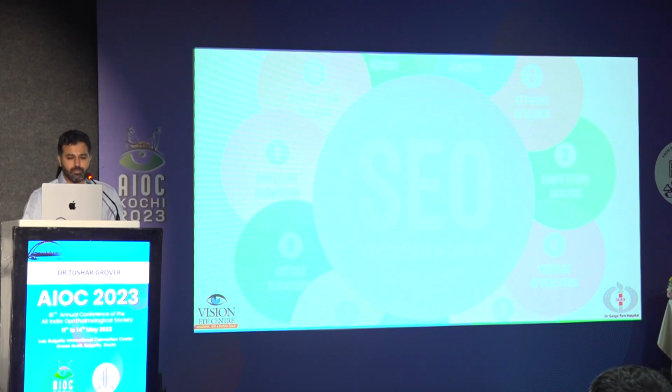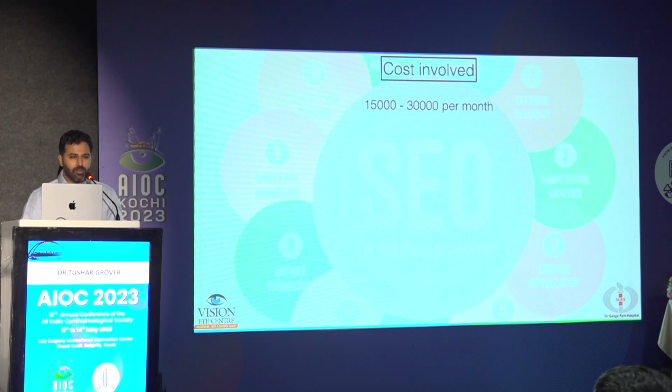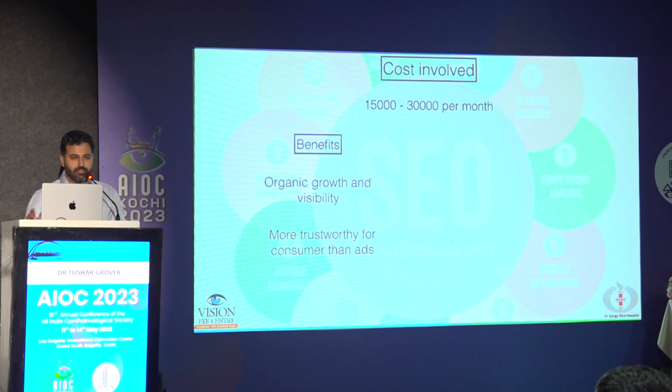Now, when you hire somebody, it costs about 15,000 to 20,000 per month. You need to be able to spend that for you to work consistently on SEO. This of course has the benefit that you get organic visibility. You're not paying for an ad. You are showing up on Google organically. So that is also more trustworthy for somebody who's searching for your services than somebody who sees an ad.